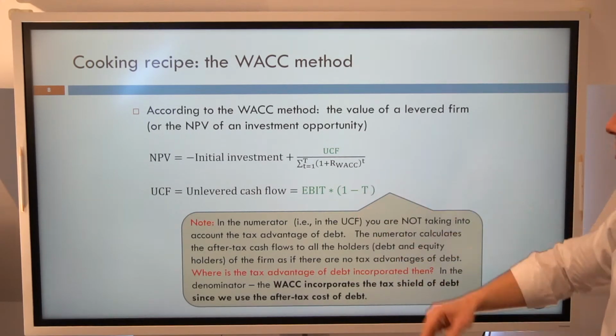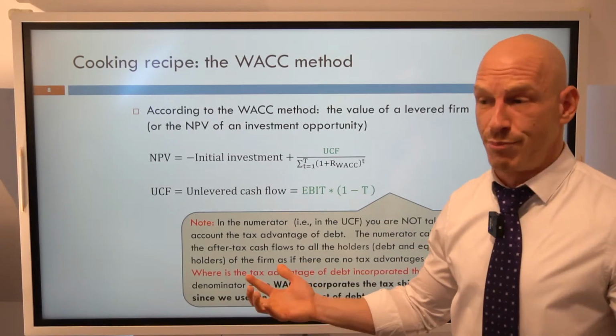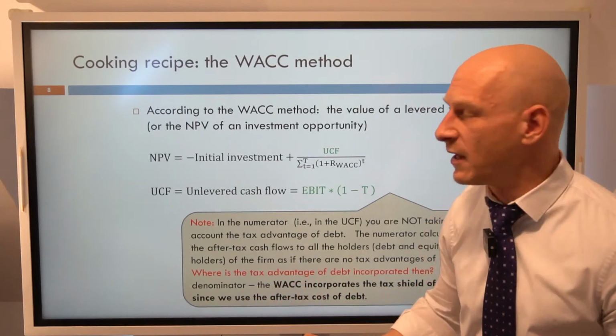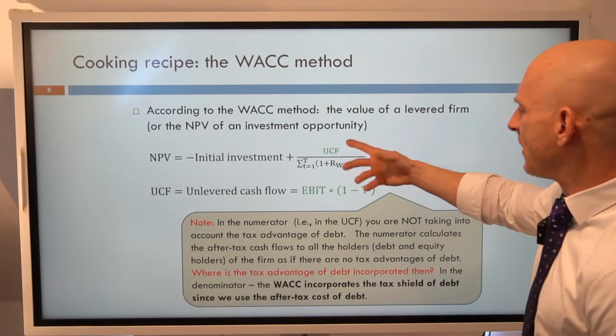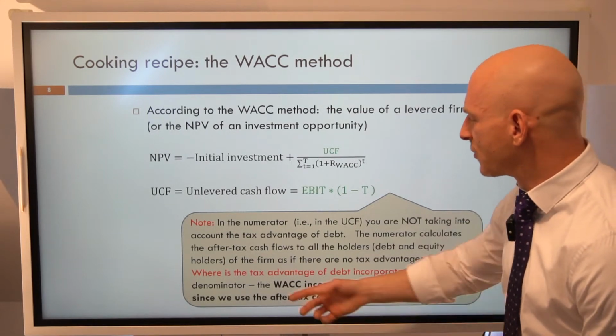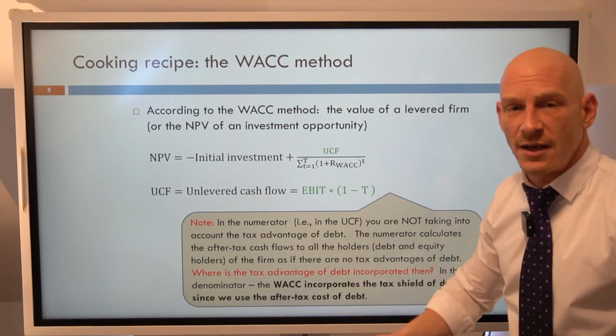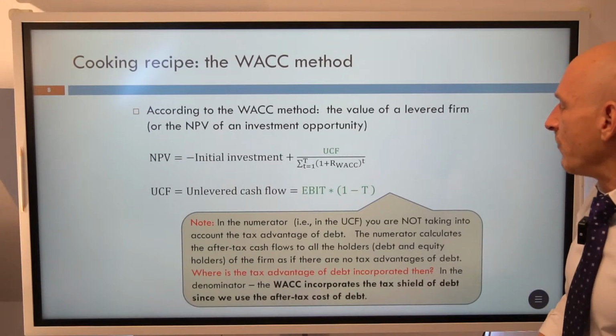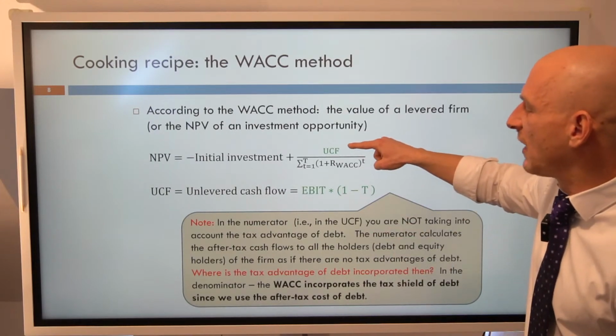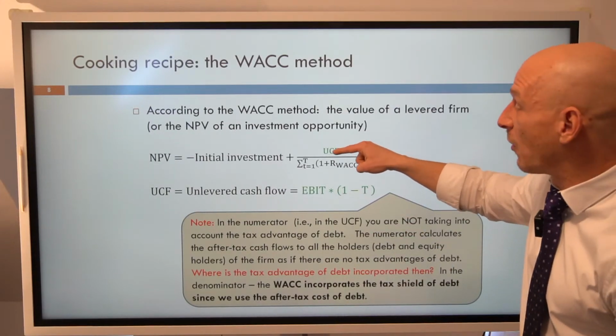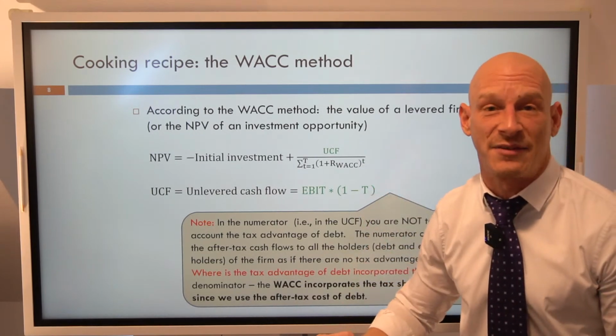Sometimes students ask about this, not only students, just people that are relatively new to finance. How is then the tax advantage incorporated here? So I actually added this additional information. It is not included in the UCF. It is not included in the numerator at all. So where is the tax advantage then?